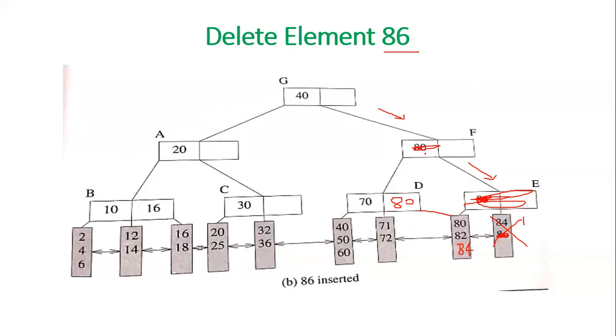So how will you remove the deficiency? Can it borrow from its left sibling? No, it cannot borrow. So once again we should merge. If you merge, what will happen? 40 will come down, and this will become empty. As per the rule, an empty root node can be removed, so we will just remove that. To the right of 40, what will we have? This 70 and 80. That's all. So this is the result you will get.